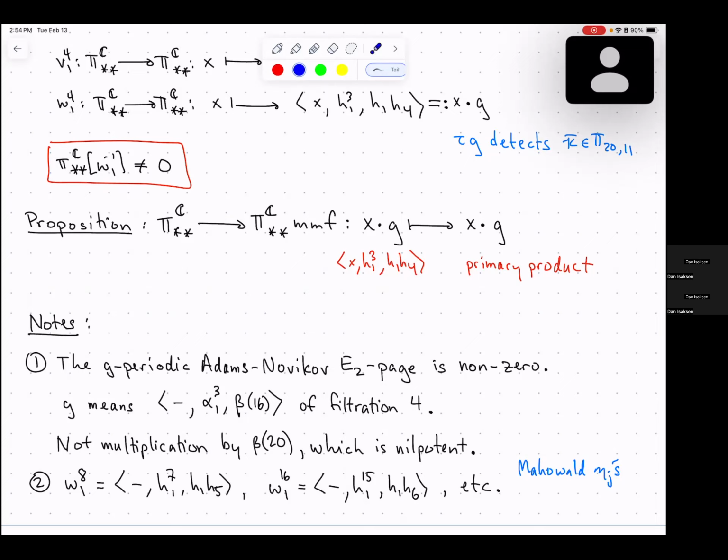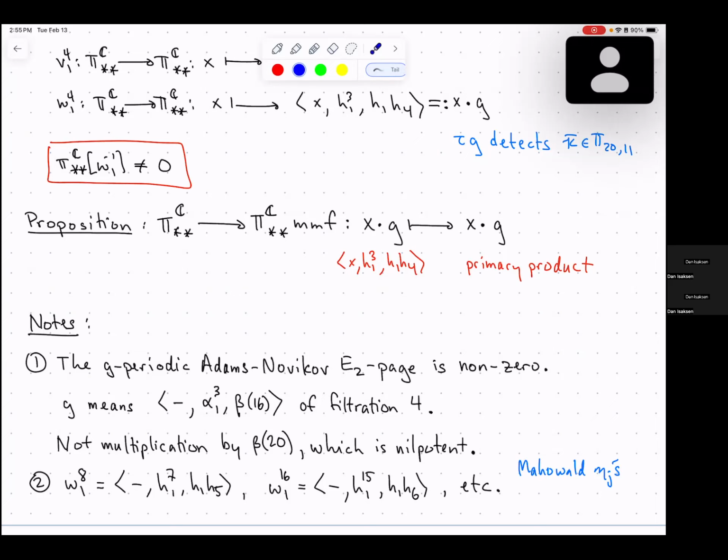Okay, well, what if you have a class that's not killed by eta cubed? There are such things. Well, then you can do W1 to the 8th. As long as it's killed by eta to the 7th, you can do W1 to the 8th. And as long as it's killed by eta to the 15th, you can do W1 to the 16th. So as long as it's eta power torsion for some power of eta, then at least these higher order operators apply. Okay, so that's the kind of structure that I want to study in motivic homotopy.